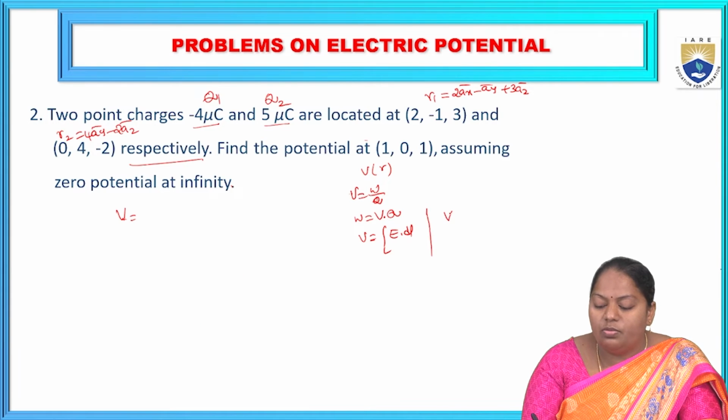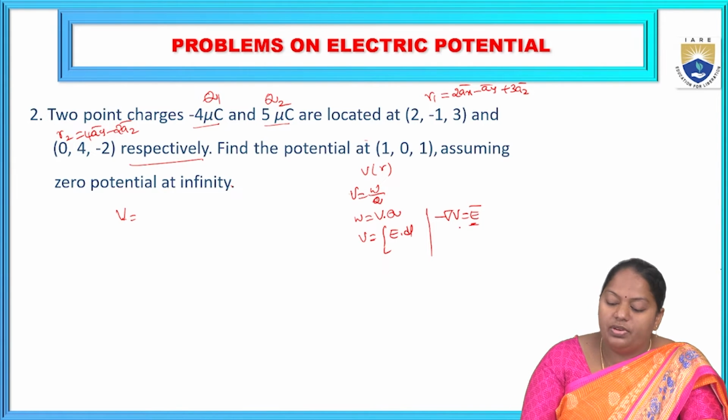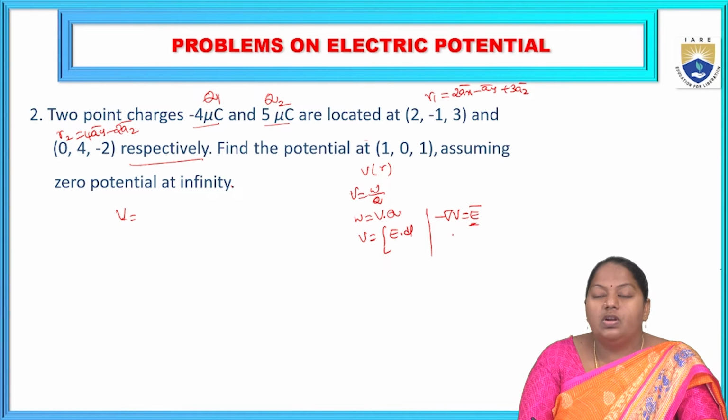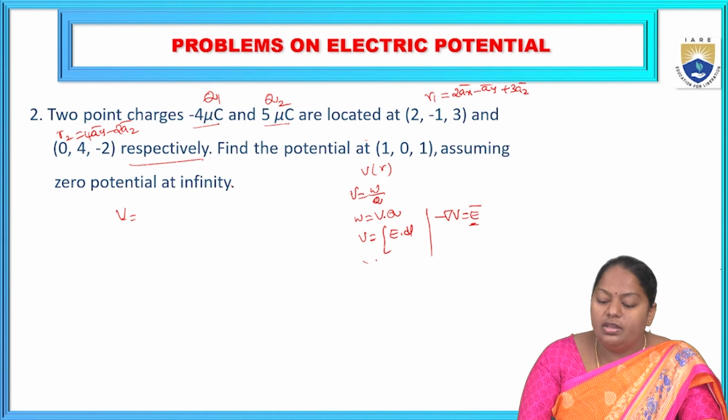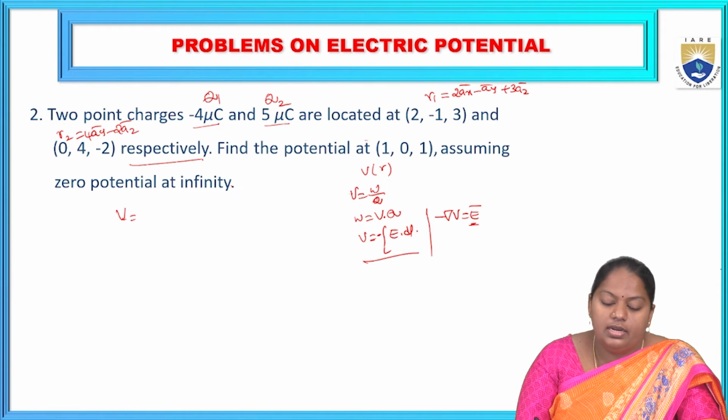Or for the point form case, we can consider it as minus del V equal to E bar. The negative of the gradient of the electric potential yields us the electric field intensity, and the relation between electric field intensity and the electric potential is given by E equal to minus del V, or in integral form, V is equal to minus integral E dot dl.